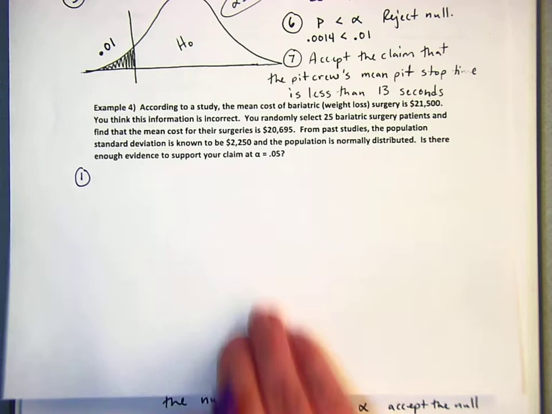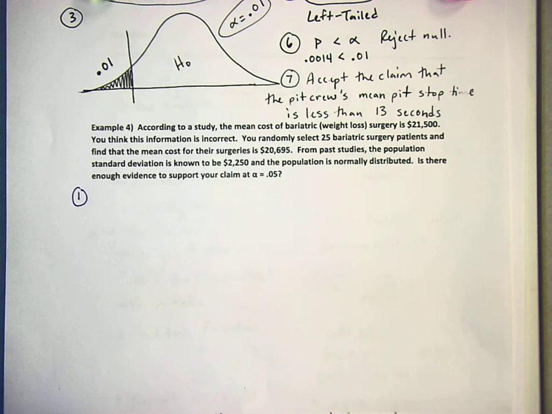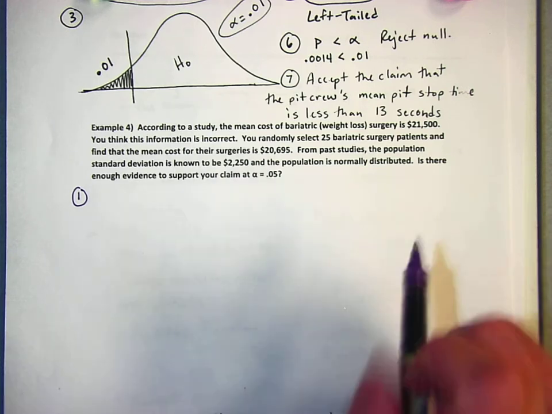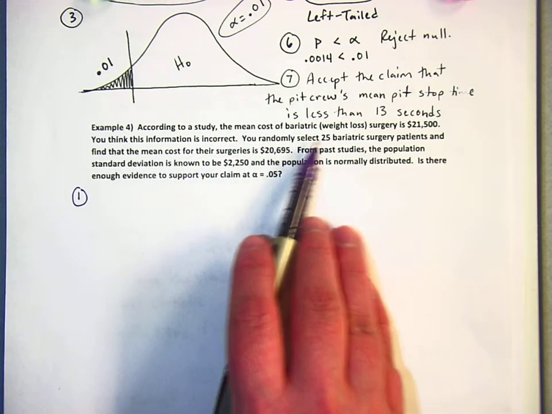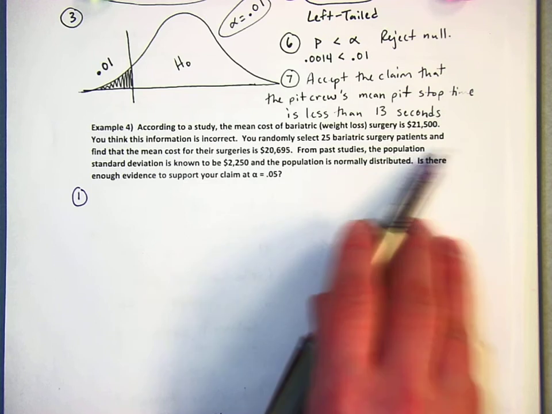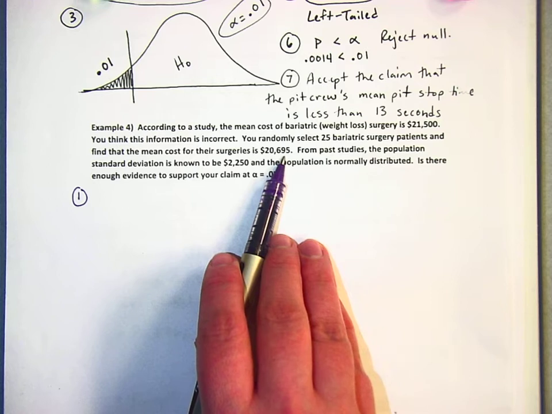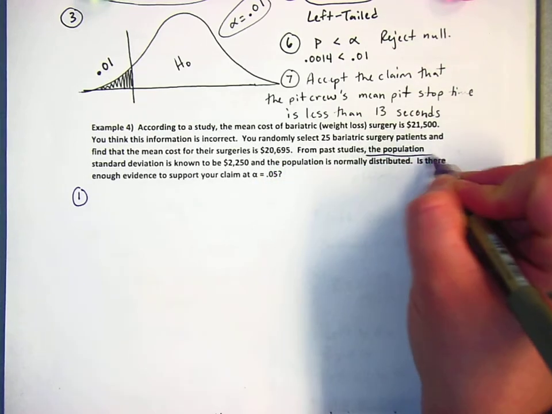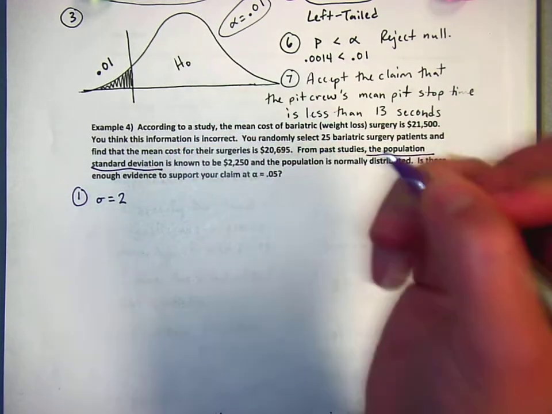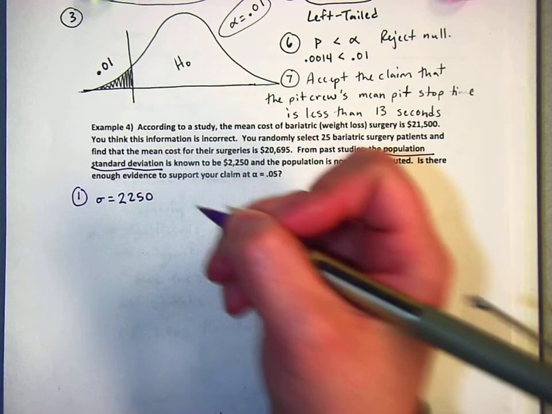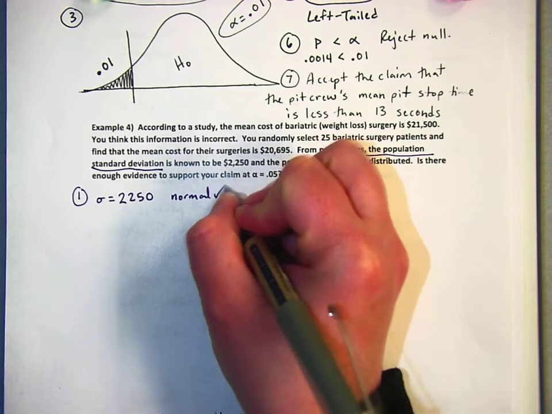Okay, so starting with number 1, it says, according to a study, the mean cost of bariatric weight loss surgery is $21,500, and you think this information is incorrect. So you randomly select 25 bariatric surgery patients and find that the mean cost for their surgeries is $20,695. From past studies, the population standard deviation is known to be $2,250. It also says that it's normal here, so it's normal. Awesome, we can do this problem.